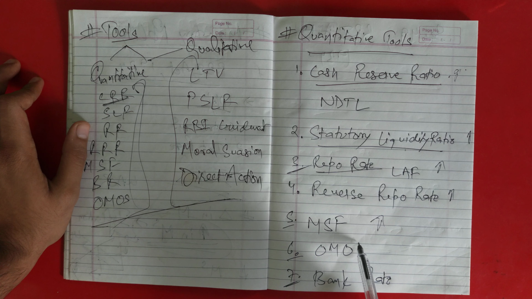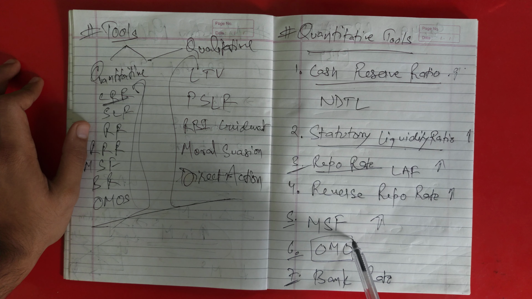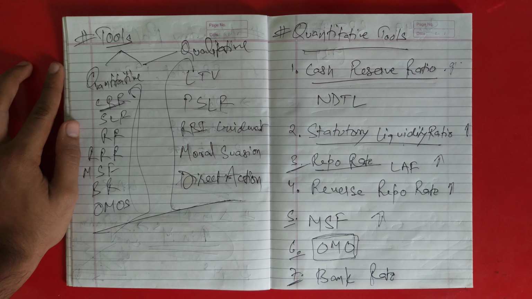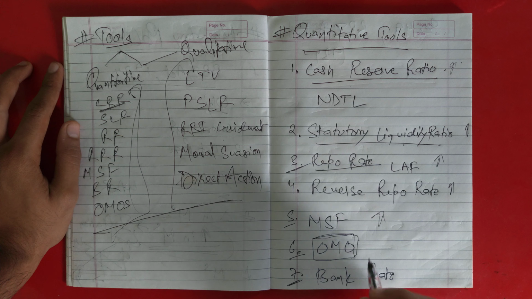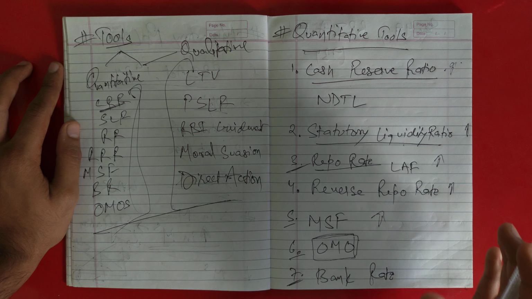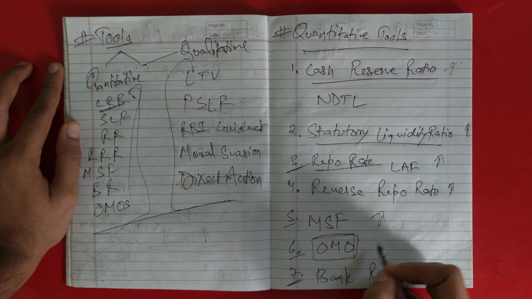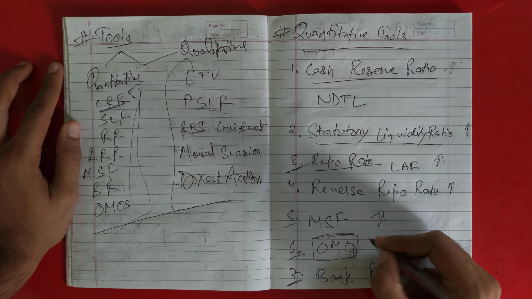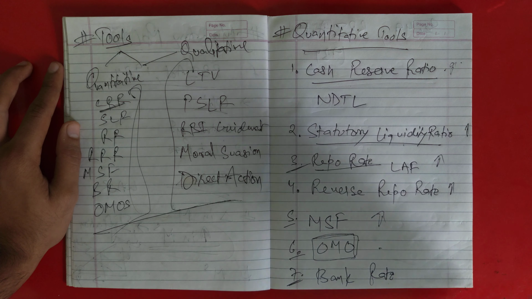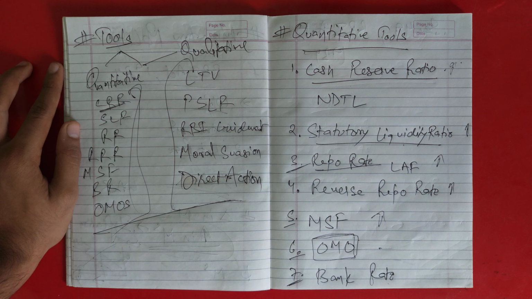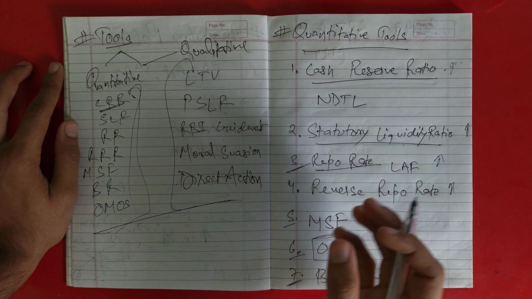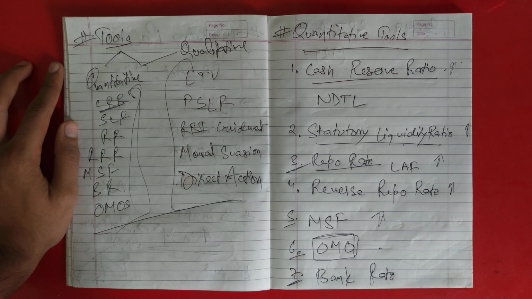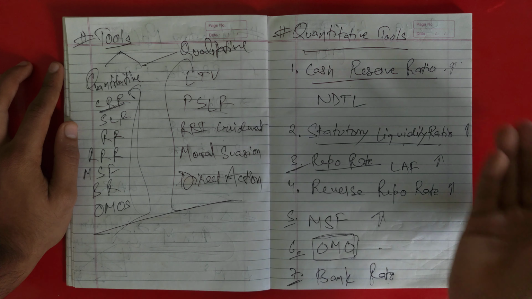But let me tell you, OMO is different. In OMO, we know that we need to decrease the money supply. So in the case of OMO, RBI can sell government securities, and when they sell the government securities, they suck out the cash from the economy. That way the money supply will decrease and the same effect will happen. And the opposite of this, if you want to induce inflation or combat deflation, you need to do the opposite.